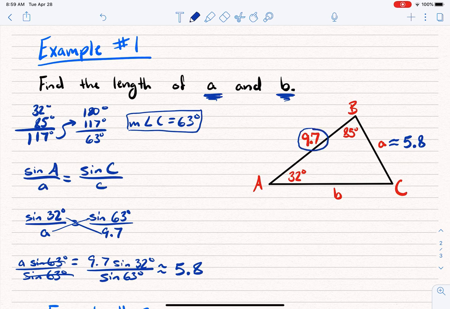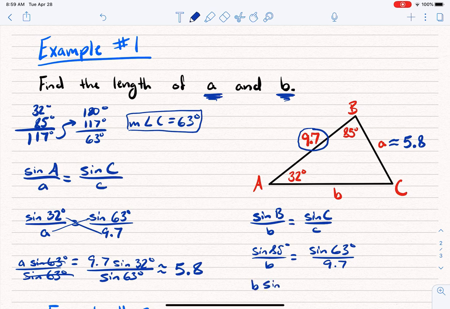So I'm going to do basically the exact same problem again, but this time I'm going to set up for b. So I'll say the sine of B is to lowercase b in the same way that the sine of C is to lowercase c. And then I can plug in all of the things that I have. That means that the sine of 85 degrees is to lowercase b, which I don't know, in the same way that the sine of C, which was 63 degrees, is to that 9.7. I cross multiply and solve, and so that would be to say that b times the sine of 63 degrees is equal to 9.7 times the sine of 85 degrees.